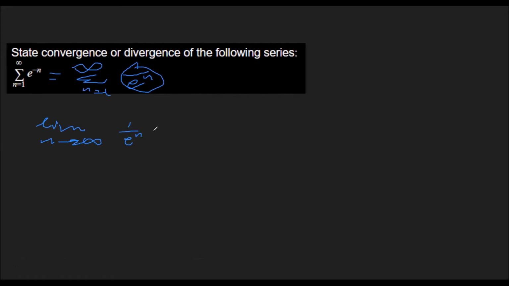Now, what is this equal to? Well, we know that e to the power of n, e to the power infinity is infinity. So we have 1 over infinity. And we know that since you have infinity on the bottom, this is equal to 0. And since the limit is equal to 0, we have no idea what this equals. And so the nth term test failed. And this ends up being inconclusive.